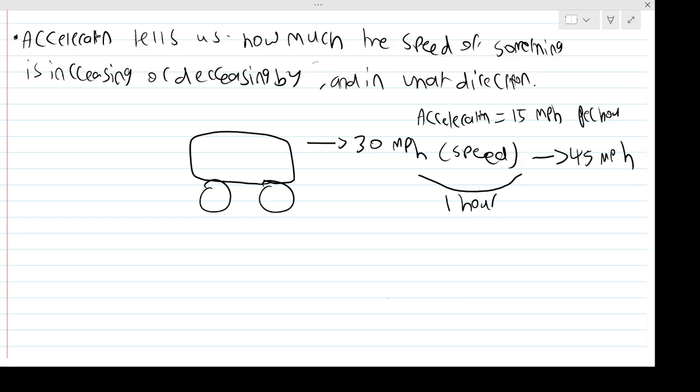Okay. So what that's saying is the speed changes 15 miles per hour, and that's every hour, because every hour we're increasing by 15, right? That makes sense, because in this 1 hour we've gone from 30 to 45, so the change in the speed in the hour is 15, okay? So 15 miles per hour, which is my speed per hour, okay?